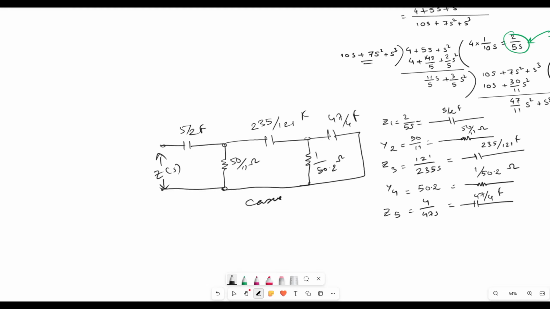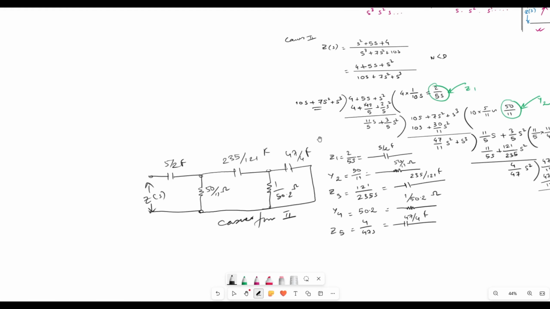So this is the solution for Cauer Form. This is the circuitry for the function Z(s) equals s square plus 5s plus 4 divided by s cube plus 7s square plus 10s. So I hope you have understood how to determine the circuitry using Cauer Form 1 and Cauer Form 2. And using this, you can solve any other circuit. Just what we have to remember is in case of Foster forms, we go for partial fraction expansion. And in case of Cauer forms, we go for continued fraction expansion. And that is the basic difference between them.